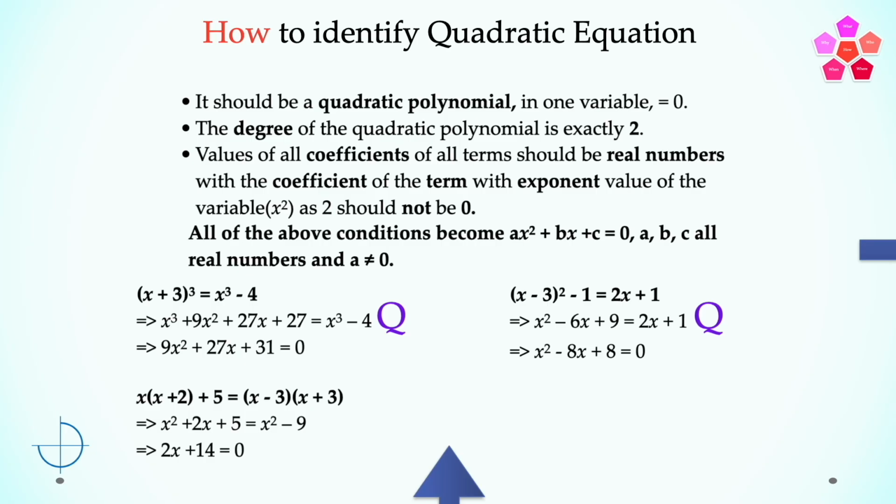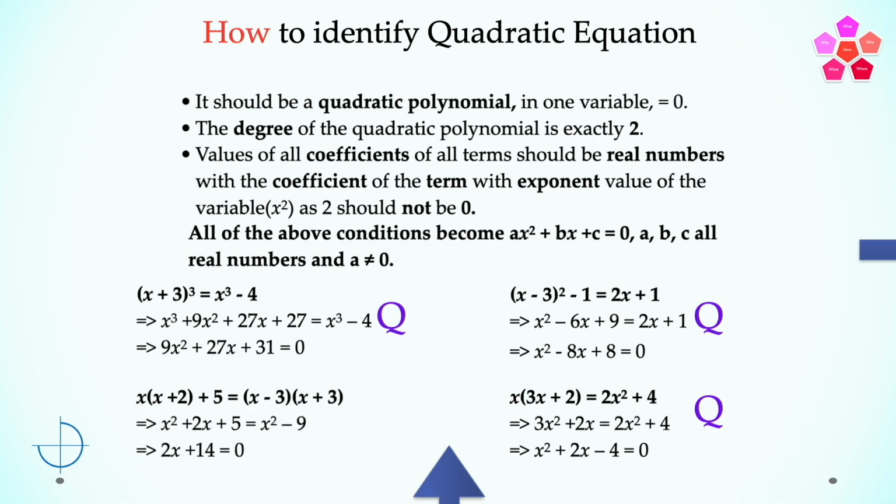Let's look at the last example. x multiplied by (3x + 2) as a whole is equal to 2x squared + 4. On simplification further, we have 3x squared + 2x = 2x squared + 4. If we simplify it further, we get x squared + 2x - 4 = 0. And this also qualifies to be a quadratic equation, as it satisfies all the conditions.